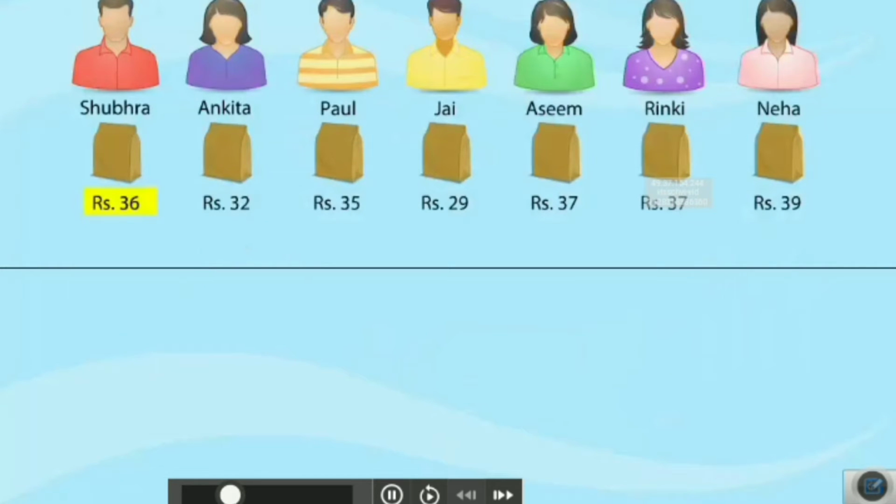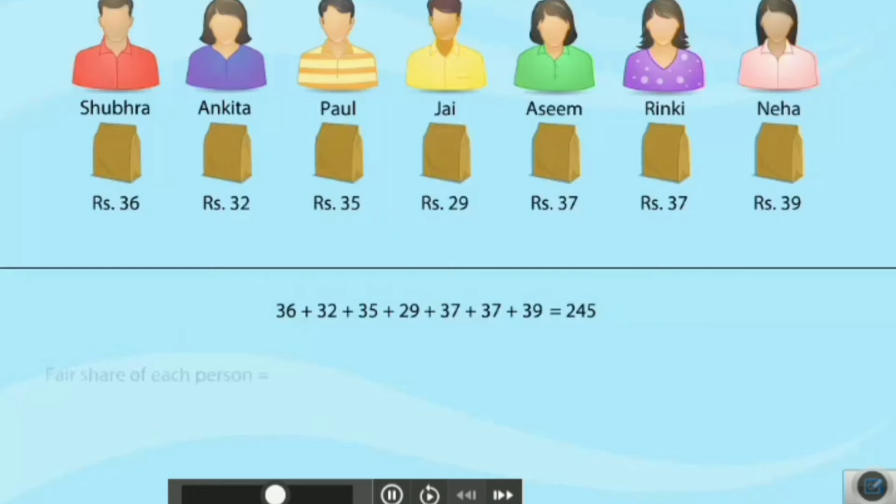Shubhra paid 36 rupees. Ankita paid 32 rupees. Paul paid 35 rupees. Jay paid 29 rupees. Asim paid 37 rupees. Rinki paid 37 rupees and Neha paid 39 rupees. The total money that they paid was 245 rupees.